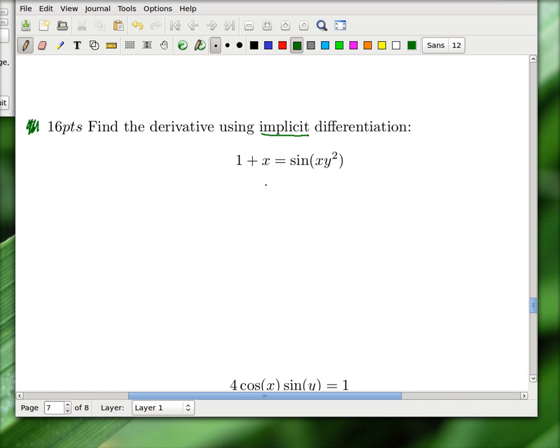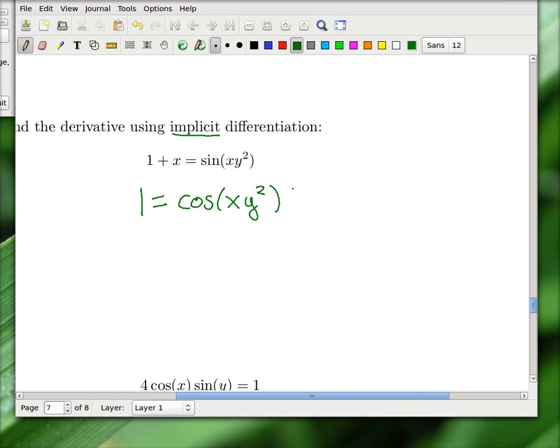So 1 vanishes, this becomes 1. What happens on the other side is a chain rule thing. The outside function is sine, so that flips over to cosine. Now the input stays the same, and now I do times the derivative of the input. That's a product rule thing. So here is f, here is g. The derivative of f is 1, so the first thing I write is just that. Now f stays the same, and I take the derivative of y squared, so that's 2y, and then by the chain rule, the derivative of y pops out.